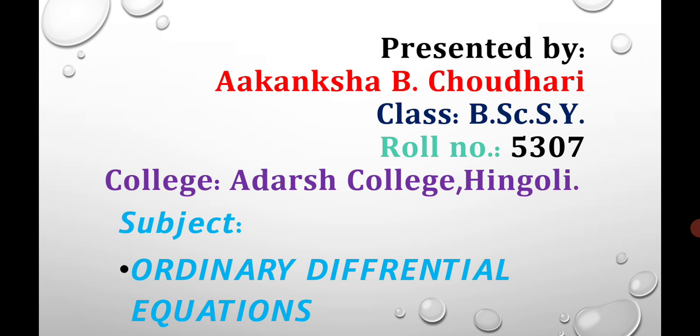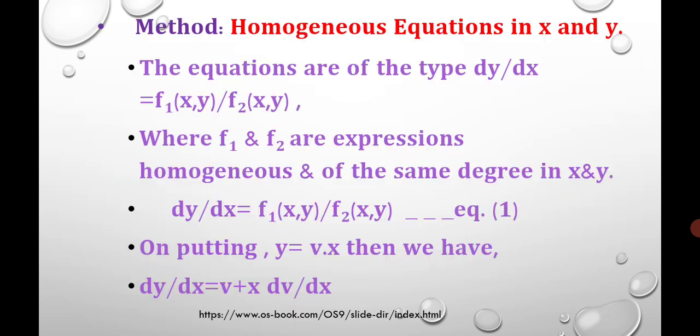Friends, today I am presenting the ordinary differential equations method, which is the homogeneous equations in x and y. So friends, the equations are of the type dy by dx equals f1 of x comma y by f2 of x comma y, where f1 and f2 are expressions homogeneous and of the same degree in x and y. Here dy by dx equals f1 of x comma y divided by f2 of x comma y. Here we have equation number 1.